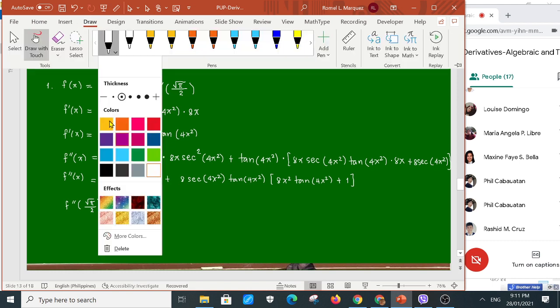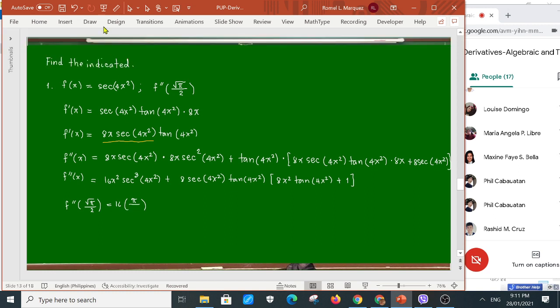Kaya ito ay magiging pi over 4. Pag in-square, tama? X squared, di ba? Pi over 4 ang x squared. Times 4, di pi na lang. Tama ba, Rashid? Pi na lang sa loob, no? Kasi ang x squared natin is pi over 4, kasi ang x natin is square root of pi over 2. Plus 8 secant of pi over 4 na rin to. Ay pi na yan. Tangent of pi.